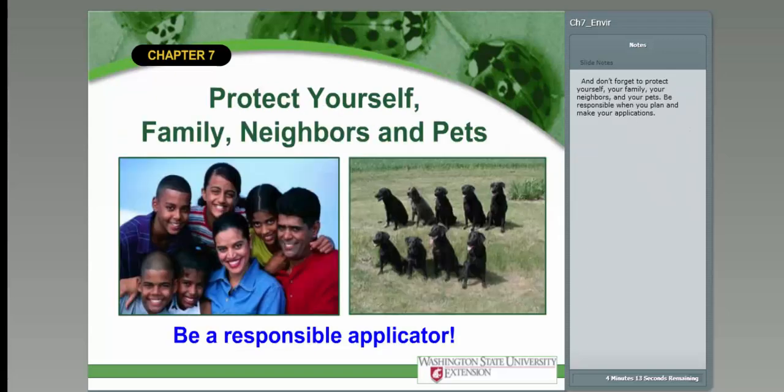And don't forget to protect yourself, your family, your neighbors, and your pets. Be responsible when you plan and make your applications.